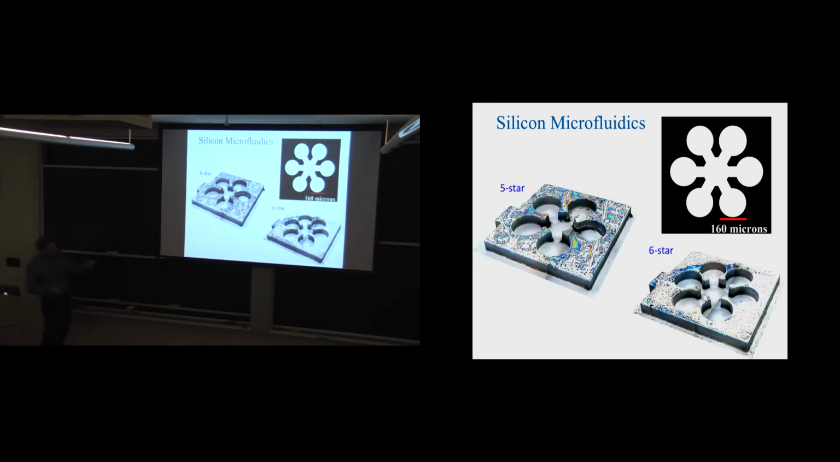Okay, so that was two drops. Let's do dendrites. So this is the star. We're going to have a central hub and then arms. So we make this out of a silicon chip so that if we put a drop here, it can't communicate with that drop because there's impermeable silicon here.